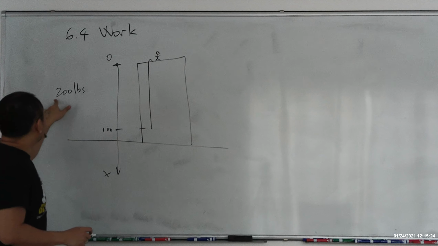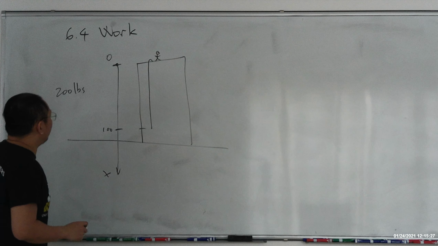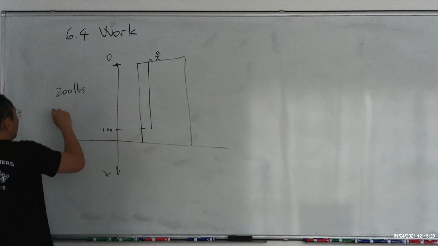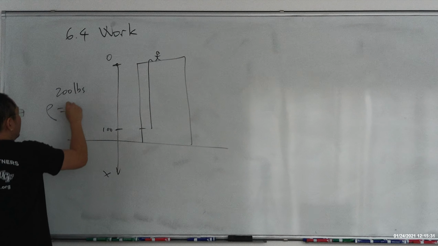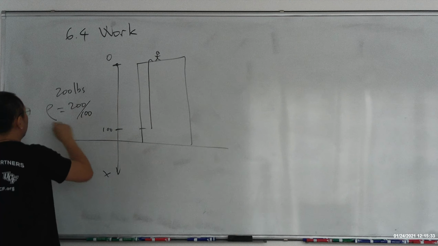And of course, 200 pounds out of 100 feet long. So the density, let's go by density, is 200 divided by 100. This is the density.